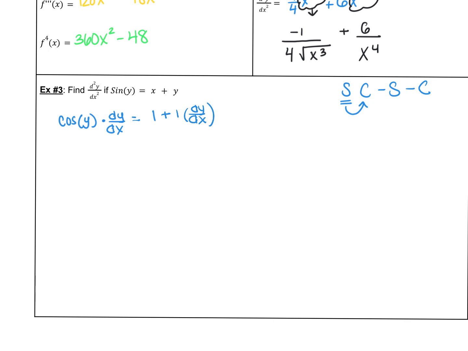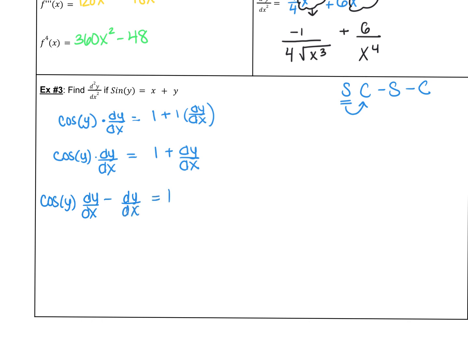So we're going to get all the terms that have dy/dx on one side, so cosine of y times dy/dx. And this term, actually, let me clean this up first. 1 plus, I don't need that 1 in front. I'll just call this dy/dx. So I'm going to minus this dy/dx on this side. So I have cosine of y dy/dx minus another dy/dx equals 1.